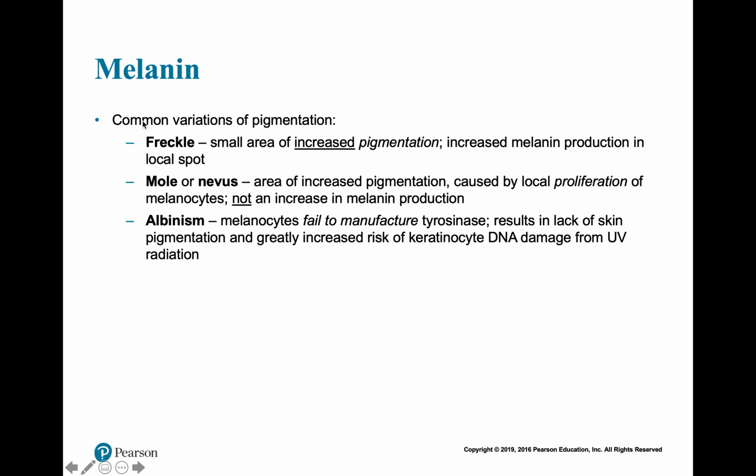Variations in pigmentation. If you have freckles, or if you know someone who has freckles, a freckle is a local area where you have increased pigmentation due to increased melanin production. So the melanocytes in that local area, just in that localized spot, produce a lot of melanin. So we have a localized increased pigmentation.